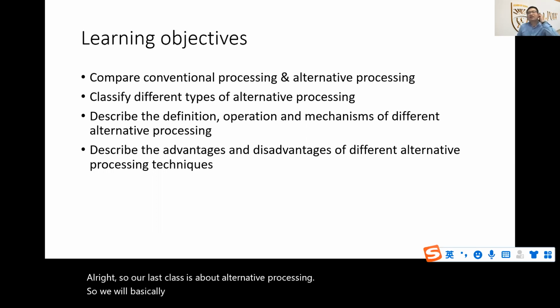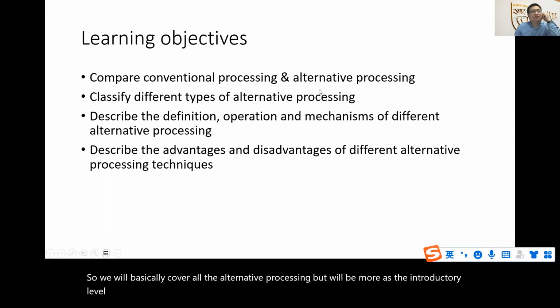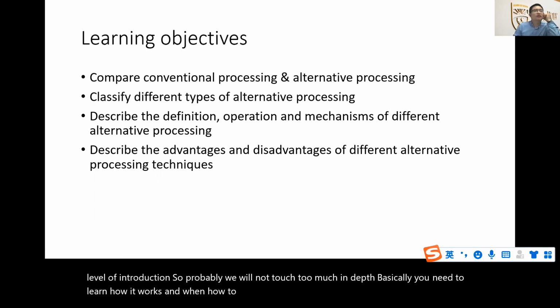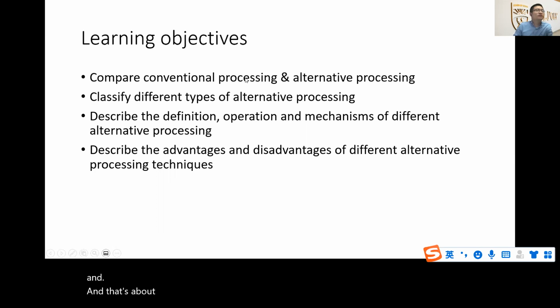Cover all the alternative processing, but it will be more of an introductory level. So probably we will not touch too much in depth. Basically, you need to learn how it works and how to apply the knowledge to understand the mechanism, and that's about it. So, our learning objectives for this course.